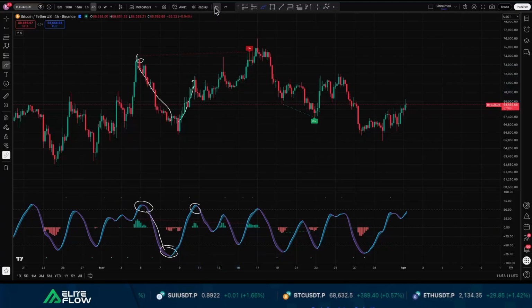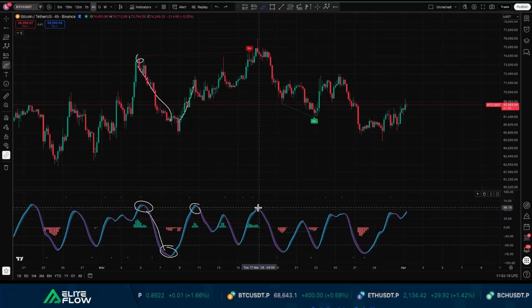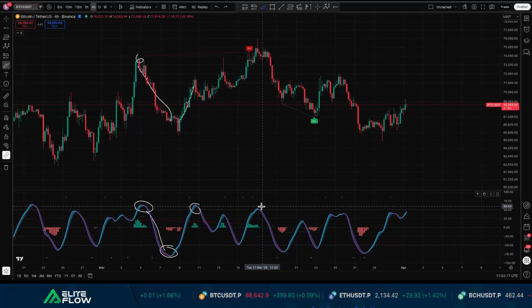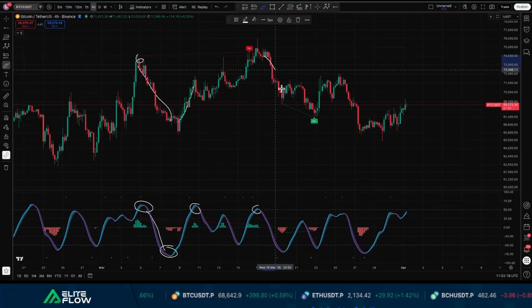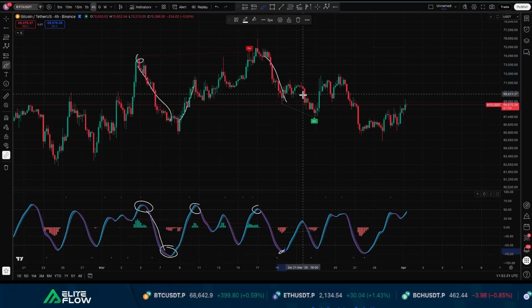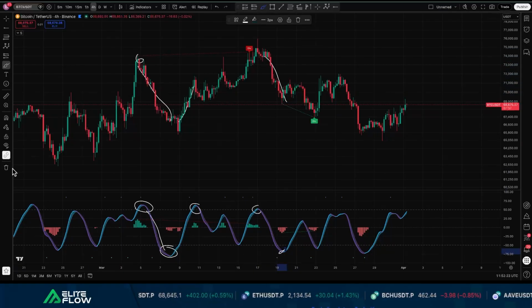But for now, I just wanted you to understand, for those that don't really know what you're looking at, this is what it usually is. You know, you're oversold, you go down. You're overbought, you go up. That's the sort of basics.